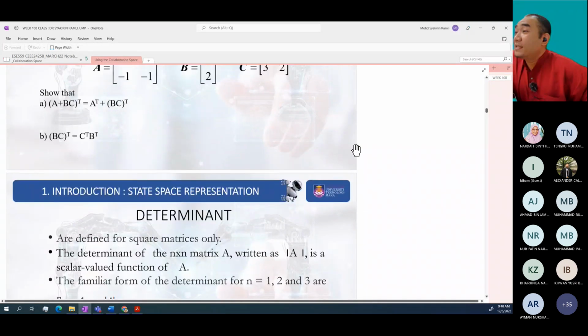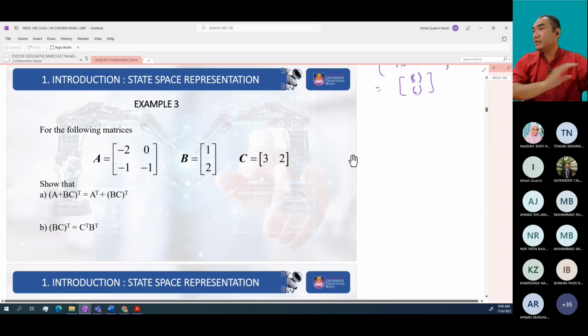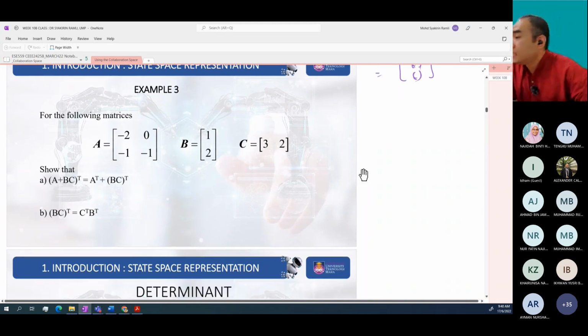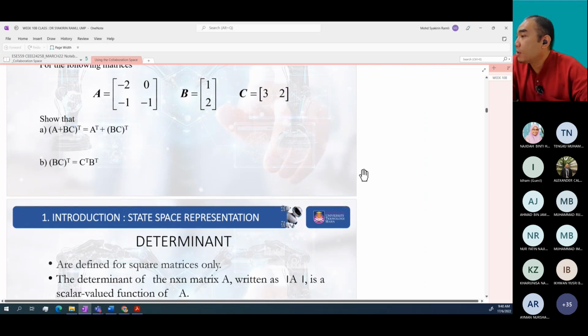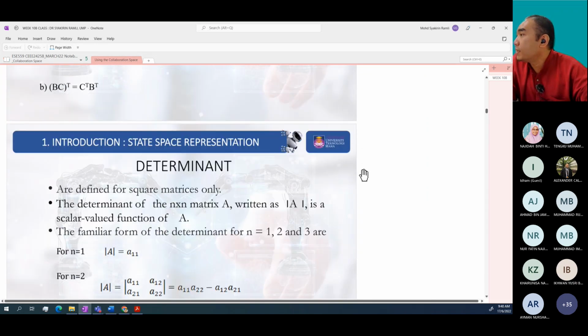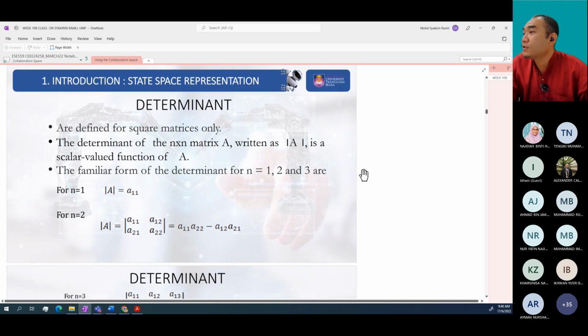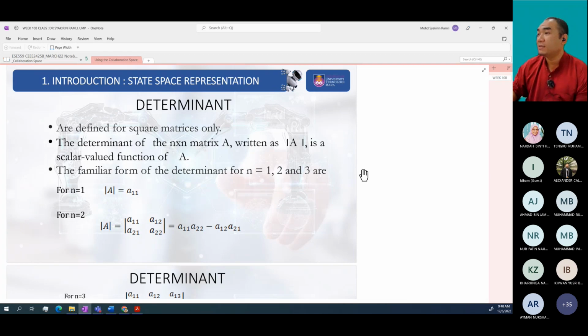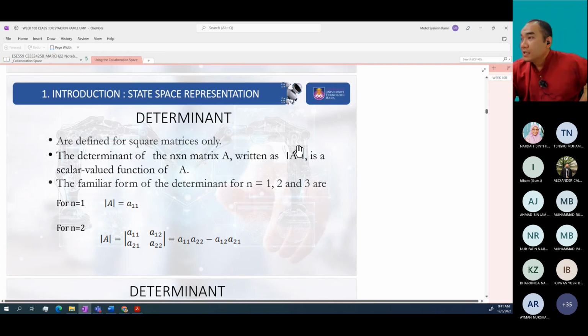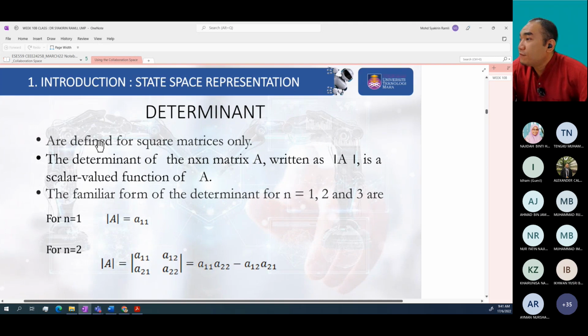Okay, kita dah tengok kepada kita punya example, the operation of the simple mathematical operation involving the matrix. Now we try to understand another component, a very critical ataupun important component in the matrix operation. Okay, we call it the determinant. Okay, kita panggil dia sebagai determinant. Right, determinants are defined for square matrix only. If you have a non-square matrix, you cannot find the determinant. Okay, determinant hanya wujud pada square matrix saja.